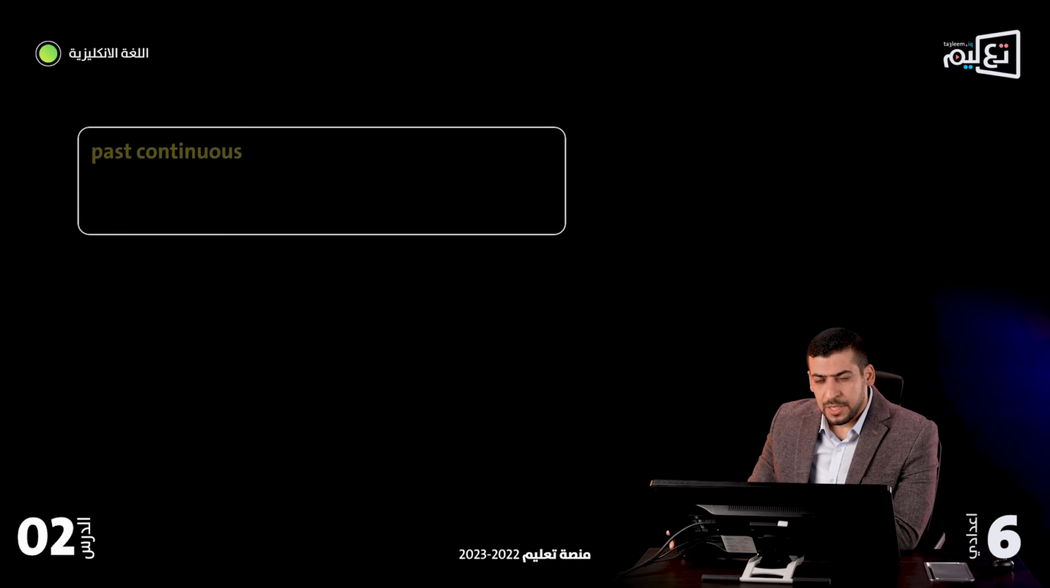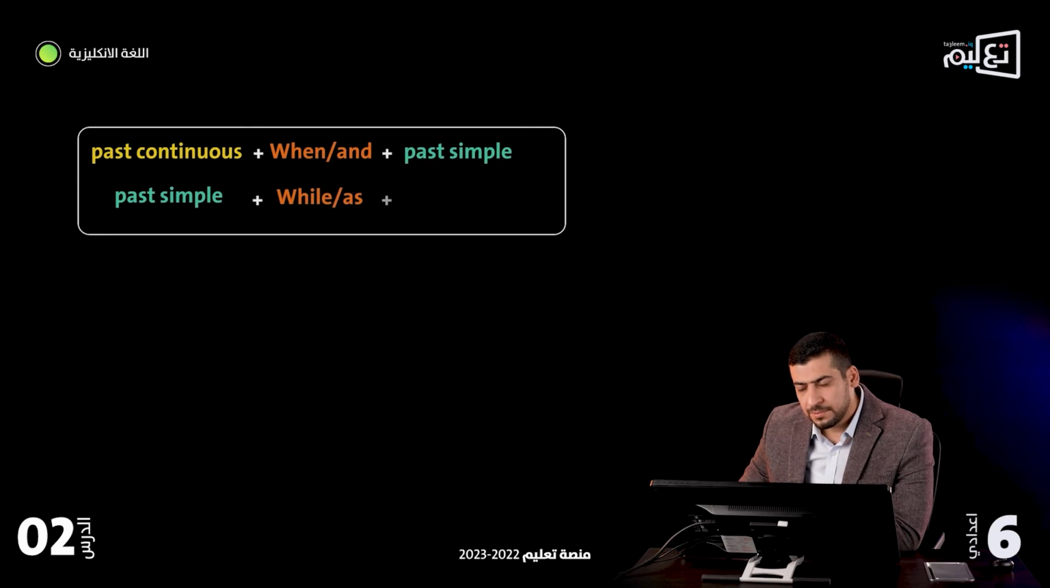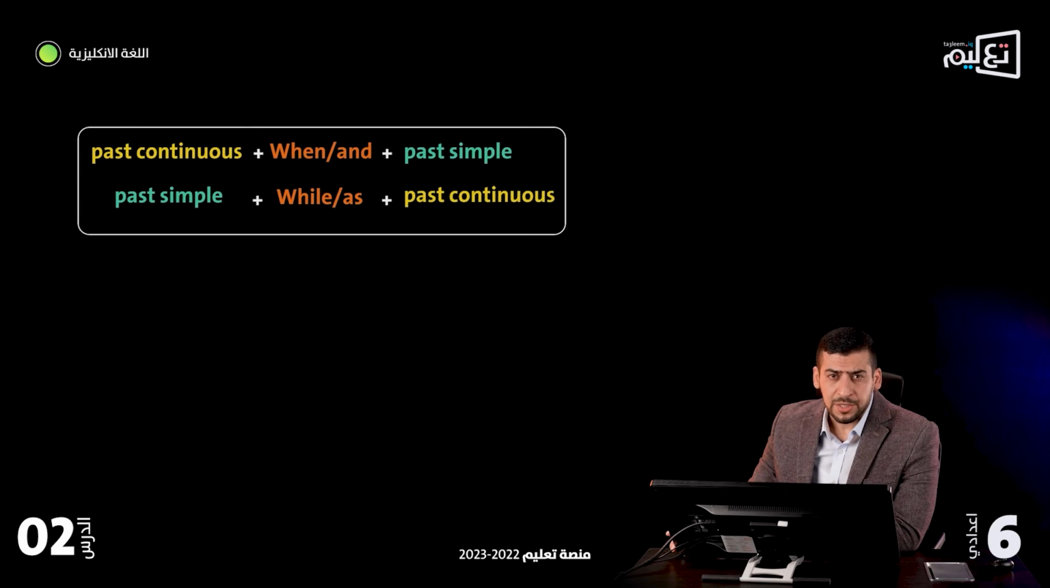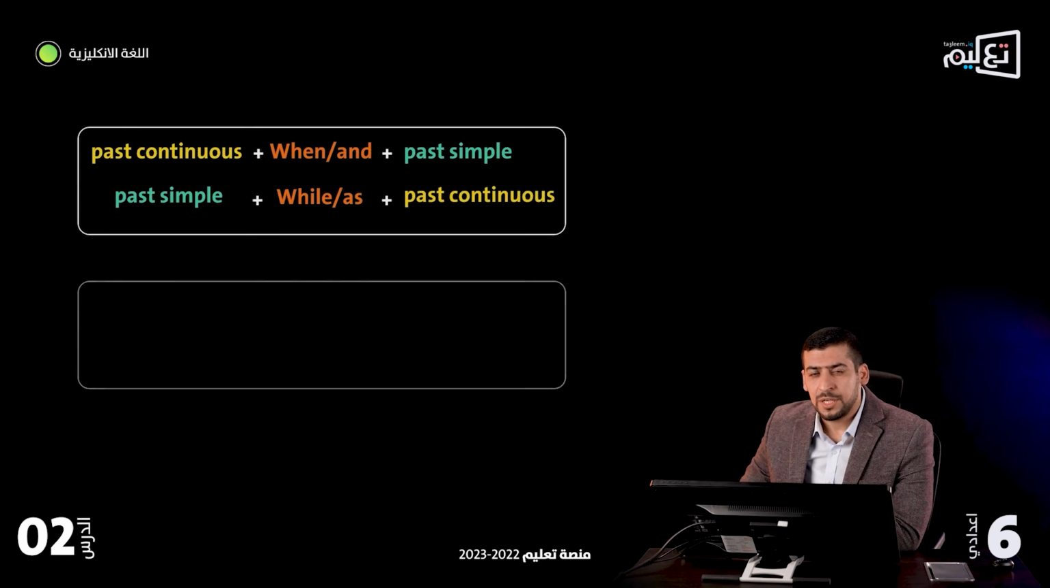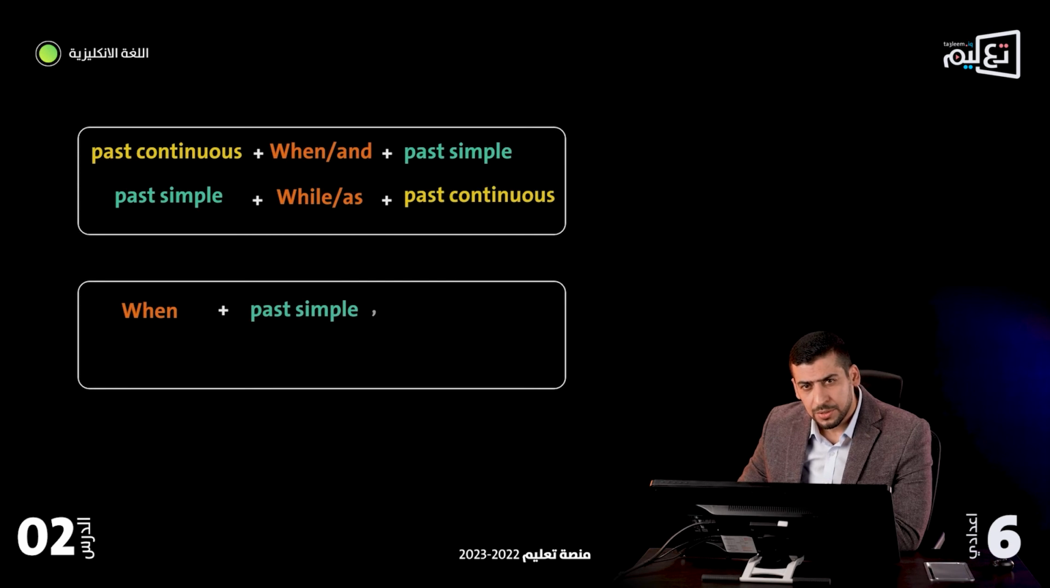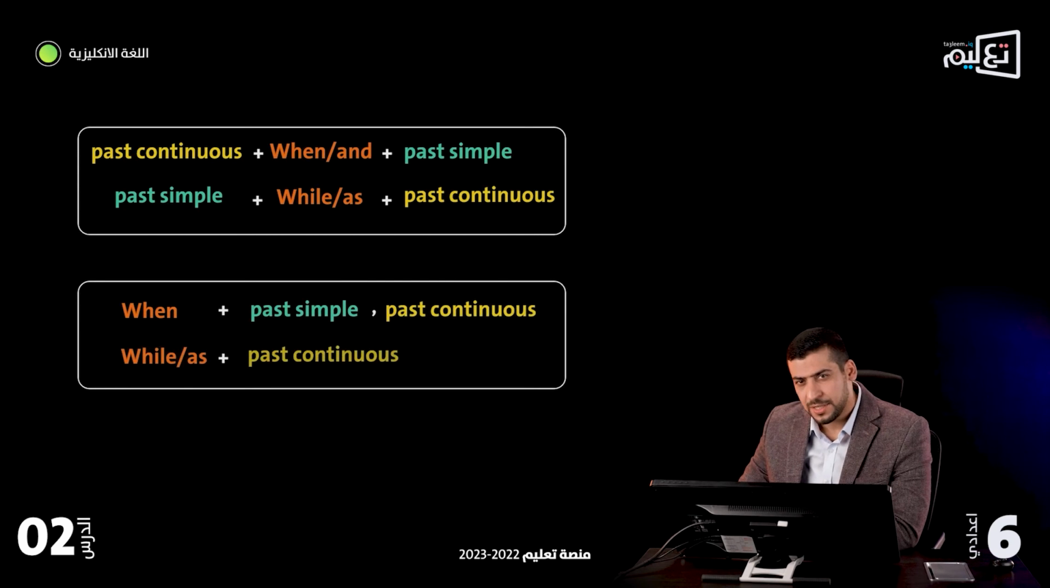Now, my dear student, let's go back to the main subject we have here, which is connecting those two tenses together. When you need to connect two things together, of course, you're going to need conjunction tools. Conjunction tools are something that bond the two tenses together.